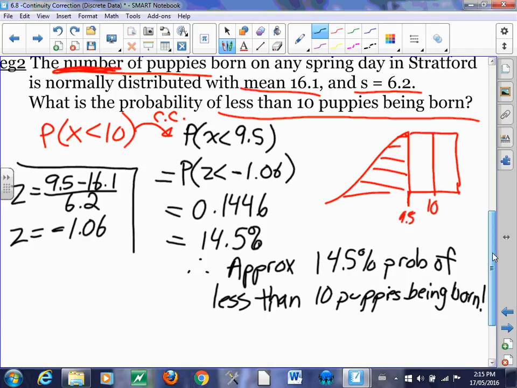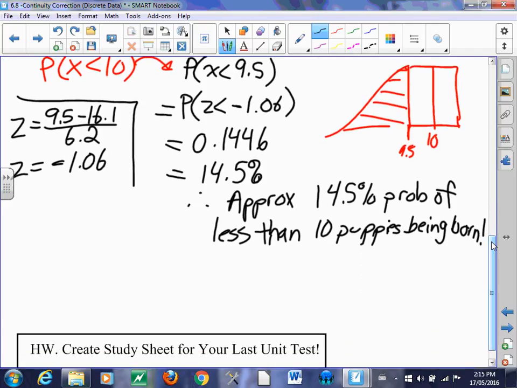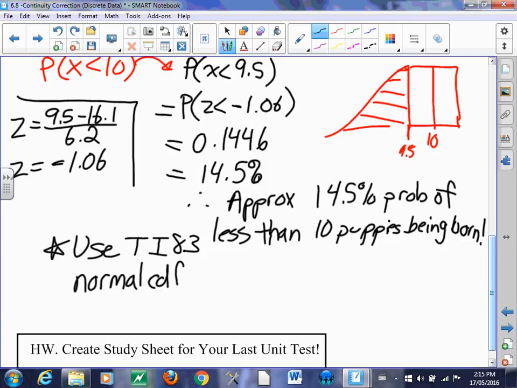Okay? Awesome. Now, one thing you could do, folks, is again, you can use technology. So let's just quickly go over that. So use the TI-83, okay? And you could use your normal CDF. And make sure when you do your lower limit that we use -1 to the exponent 99. Okay? As your lower limit. Your upper limit is 9.5. Your mean is 16.1. And your standard deviation is 6.2.